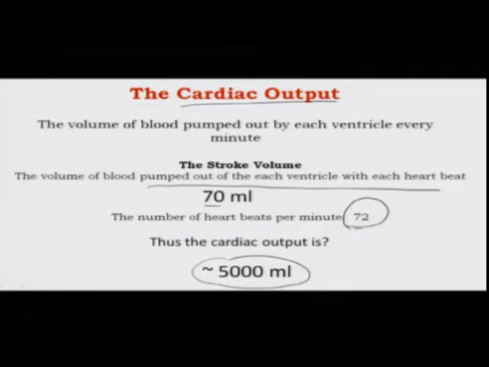So, this is the volume of blood that is pumped out by each ventricle every minute.